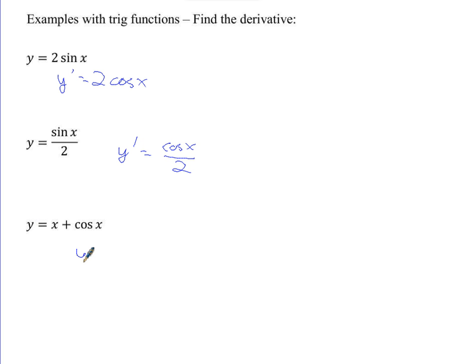And how about the last one? So that would be y prime. Remember, this is an equation. You need to write the full notation. It stays an equation. I take the derivative of this in parts. The derivative of this term is 1. The derivative of positive cosine x is negative sine x. So that is the answer, 1 minus sine x.